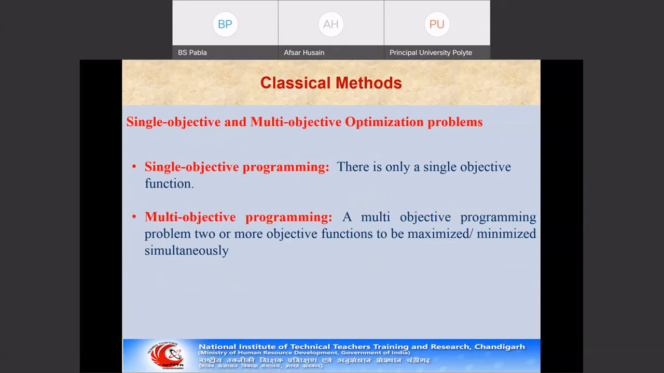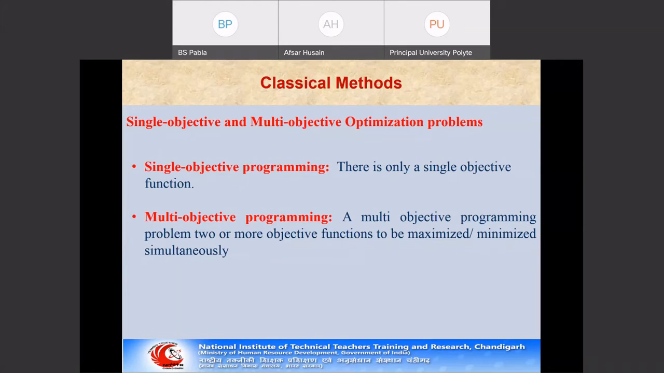Single objective programming has only a single objective function. That means I want to reduce the cost, that is the aim. I want to increase the production, that is the aim. I want to reduce the rejection, that is the aim. I want to improve the surface finish, that is the aim.